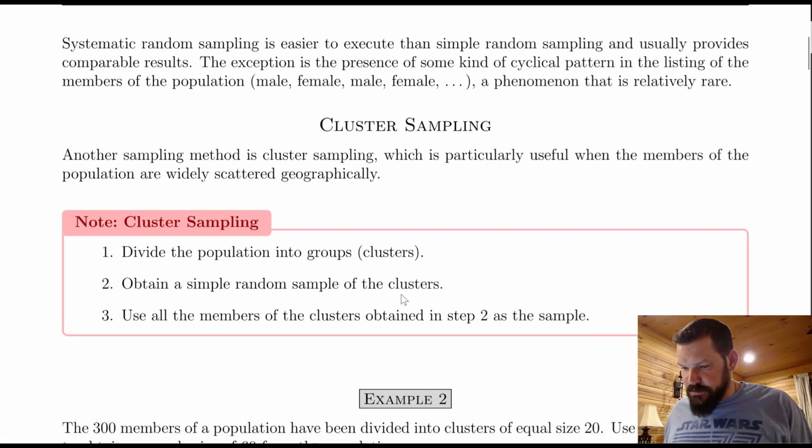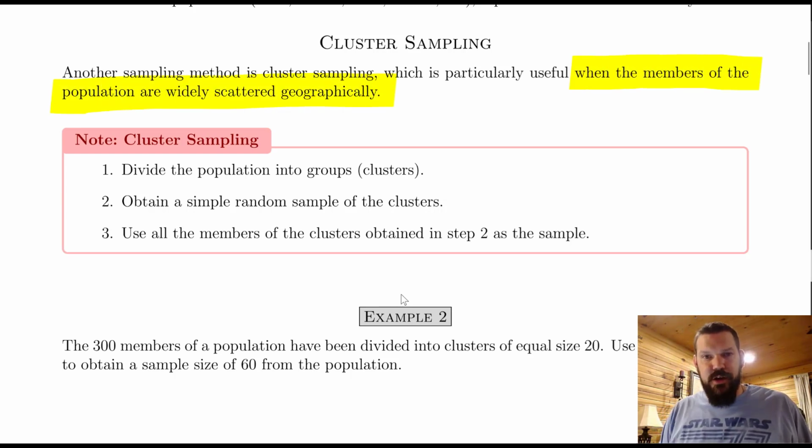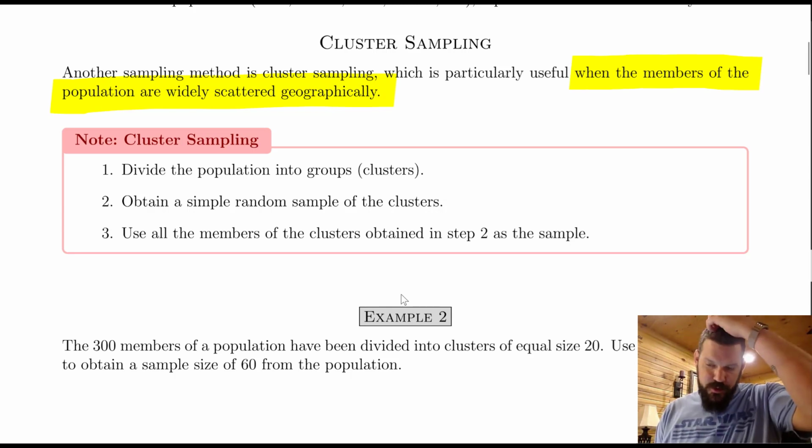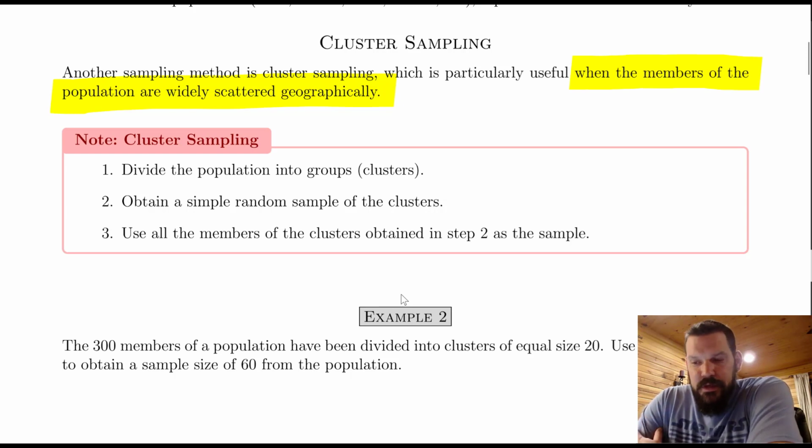The next method of sampling is called cluster sampling, and you can see on here this is what we use when the members of the population are widely scattered geographically. So if they're spread out, they do appear in little groups, so it might be beneficial to do a cluster sampling of the population. I mentioned in class on Monday that we could consider our classroom a cluster of the population of Perry Central High School.